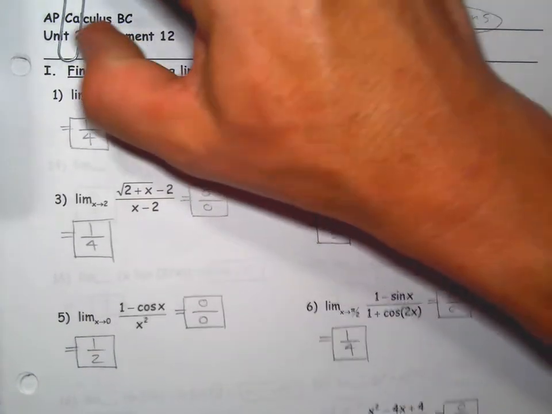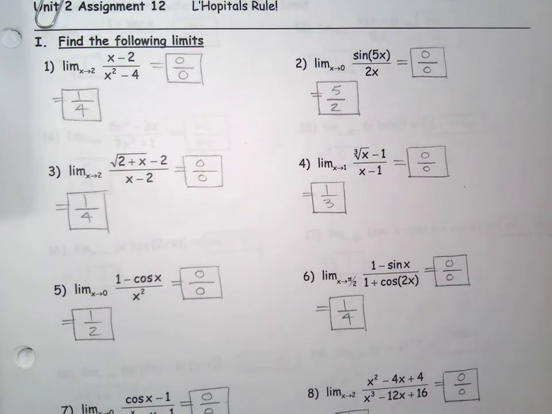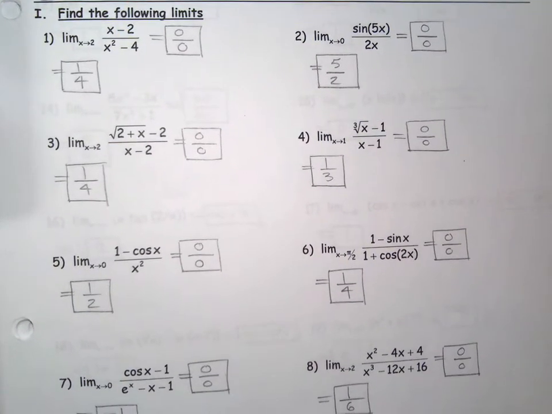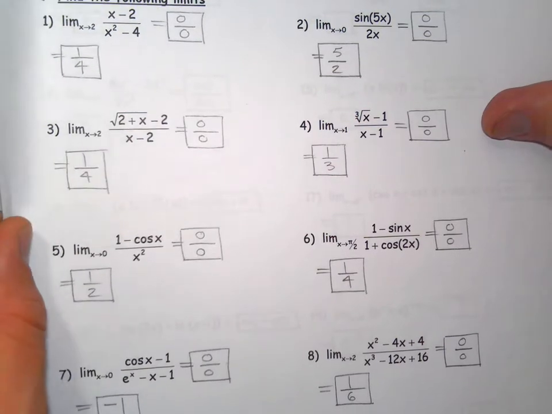Okay, Calc BC, Unit 2, Assignment 12, Office Hours. Some more L'Hopital's rule. I want you to box your initial indeterminate form, and you'll see other indeterminate forms along the way that justify your next steps. A lot of these on the front are just classic L'Hopital's rule problems, nothing weird like the ones we've been doing recently.